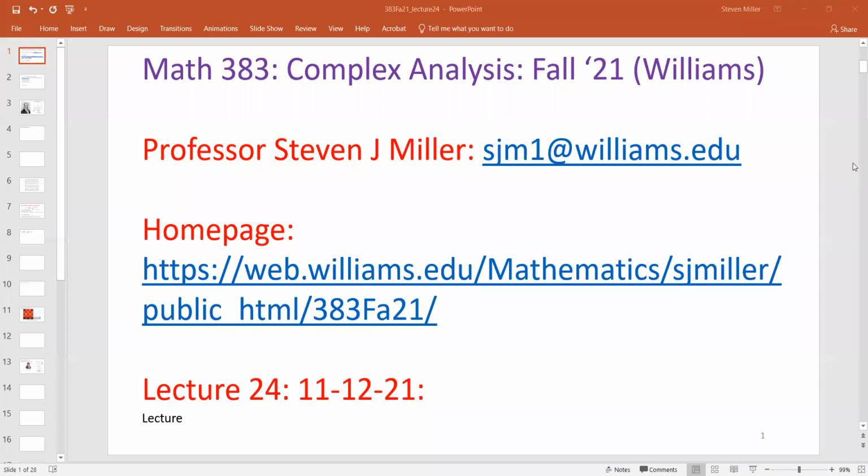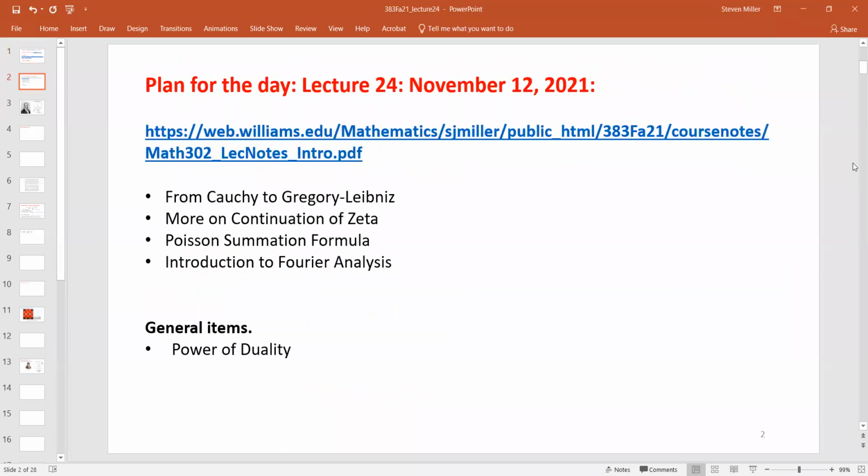All right, so today we are going to continue. This is Math 383 complex analysis. What we're going to do is talk a little bit about from Cauchy to the Gregory-Leibniz formula. We'll talk a little bit more about continuation of the Riemann zeta function.